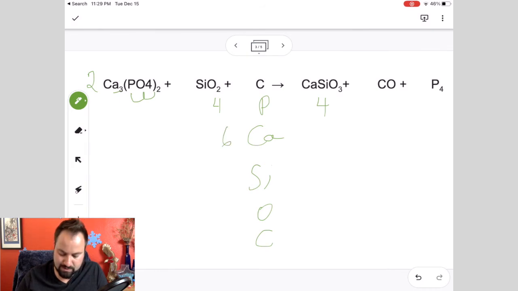The phosphorus we already did. The silicon here is still at 1. And the oxygens, again, oxygens in 2 places. I'm not going to deal with it right now. And the same thing goes to the carbon. I'm not going to deal with it right now. But on the right-hand side, we have 4 phosphorus. The calcium, we currently have 1. The silicon, we currently have 1. Oxygen, I'm not going to deal with right now.